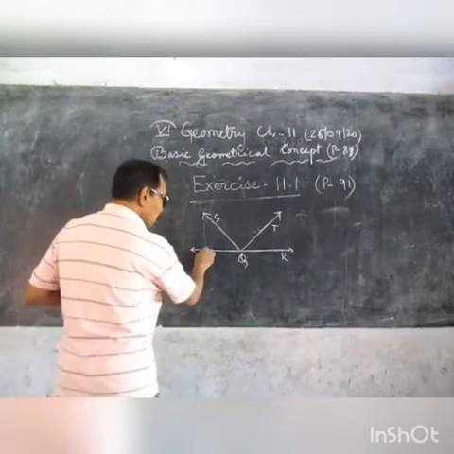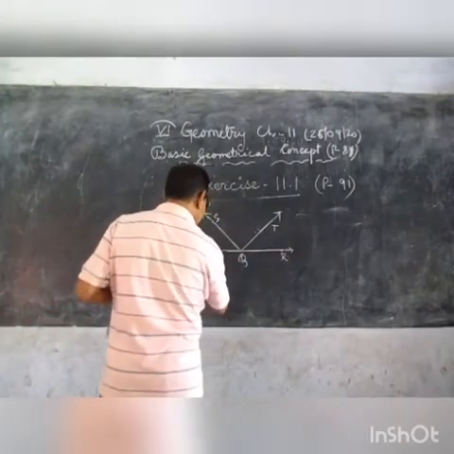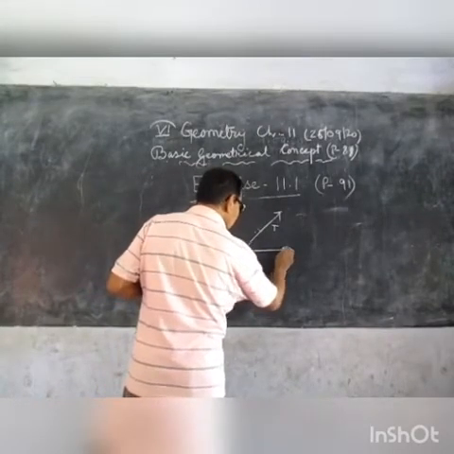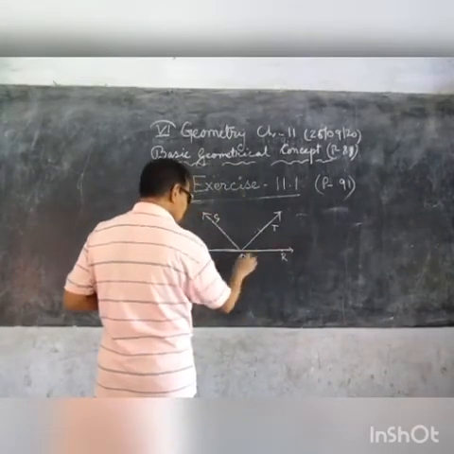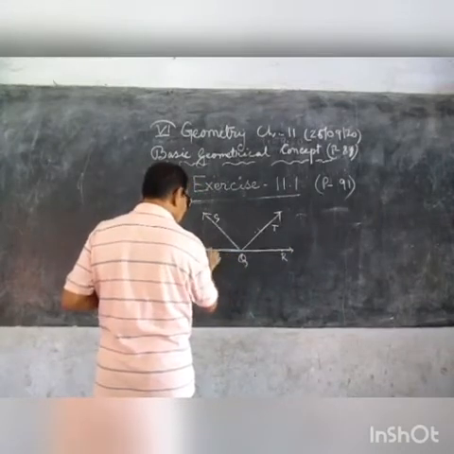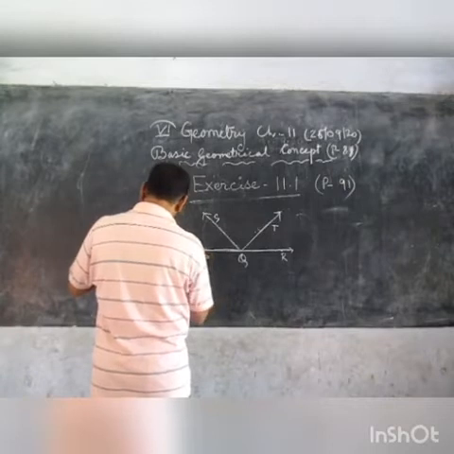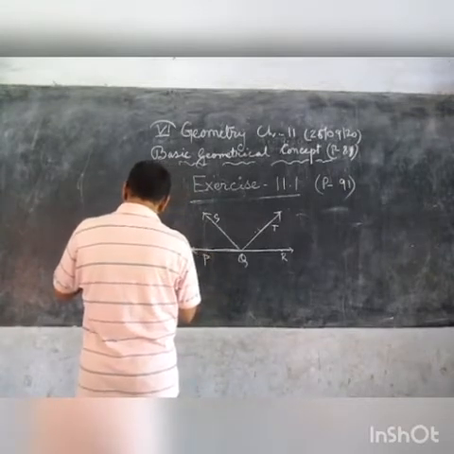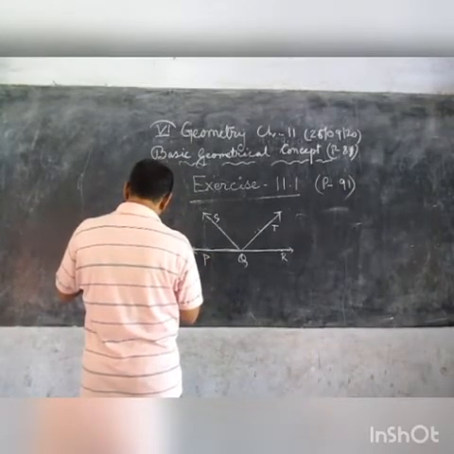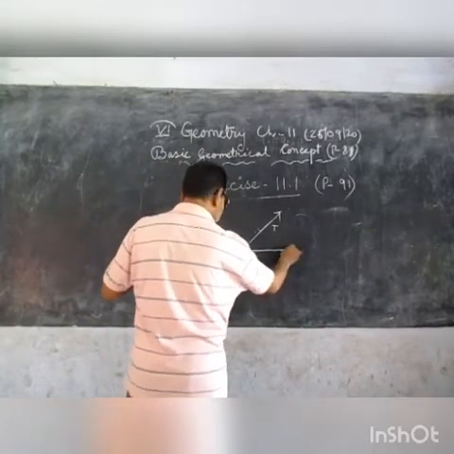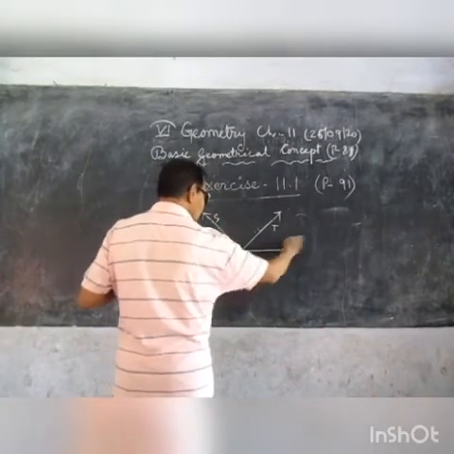So PR is one line. You can extend this on both sides endlessly, so it is a line. Line has no endpoints. So PQ is a line, and PR is a line. You can extend both sides.